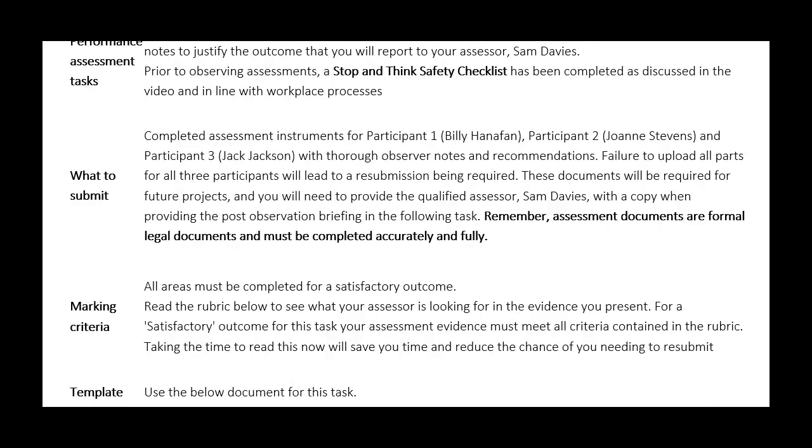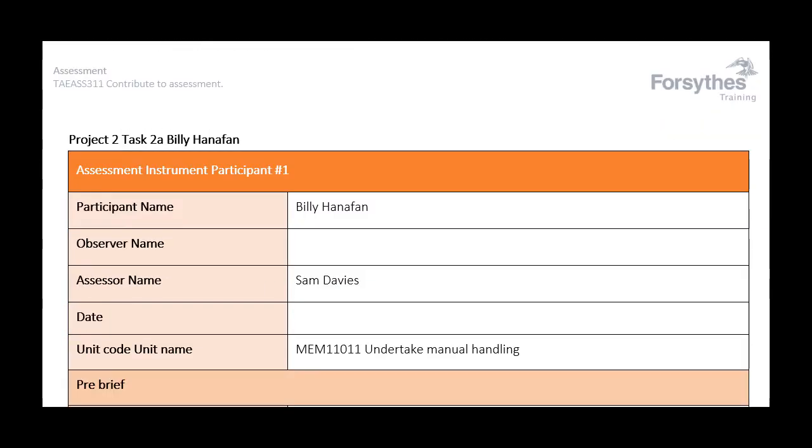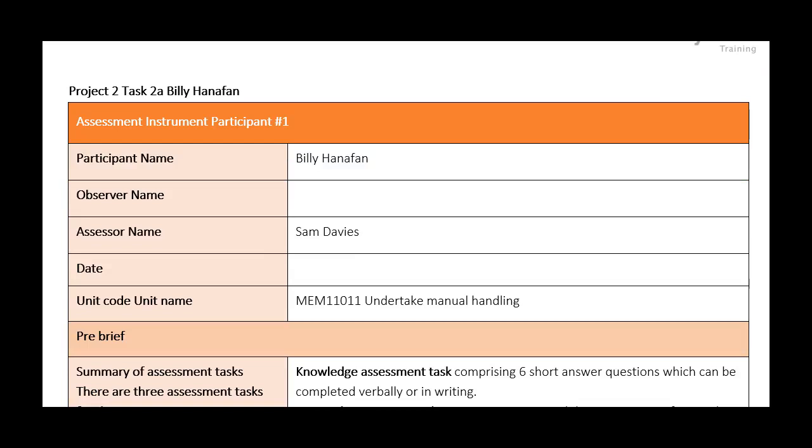All right, so let's go through and have a look at the documents that you're going to have to fill in with your observer notes and recommendations for Sam Davies, the assessor. You must remember that you do have to upload and complete all evidence for both Billy, Joanne and Jack to be deemed competent in this assessment.